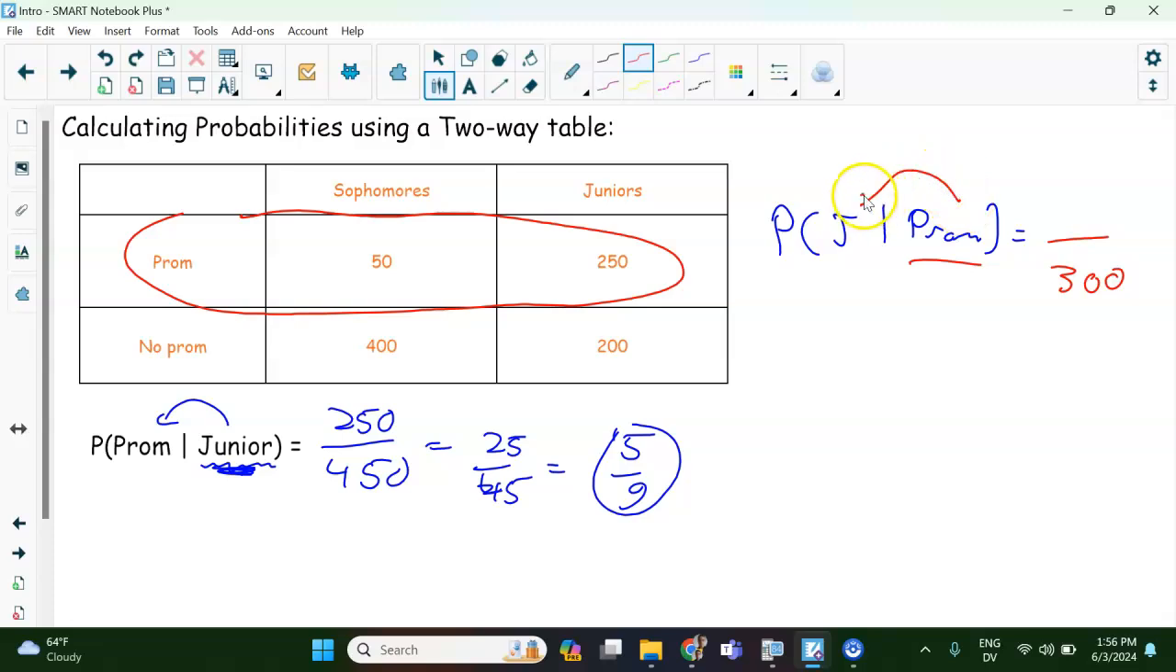And out of those prom people, how many are juniors? Out of these 300, 250 are juniors. So the probability you're a junior given that you went to prom is 250 out of 300. And again, you clean that up. I think it cleans up to 5/6.